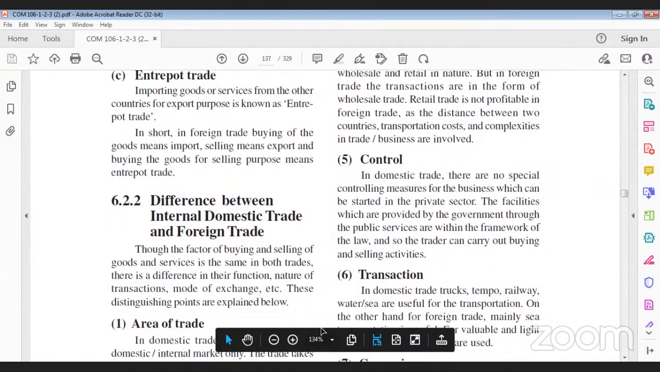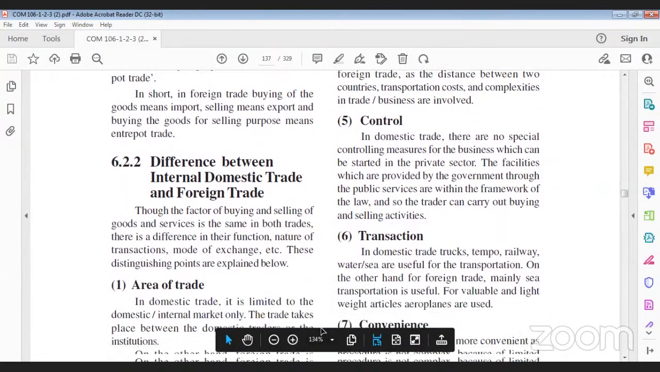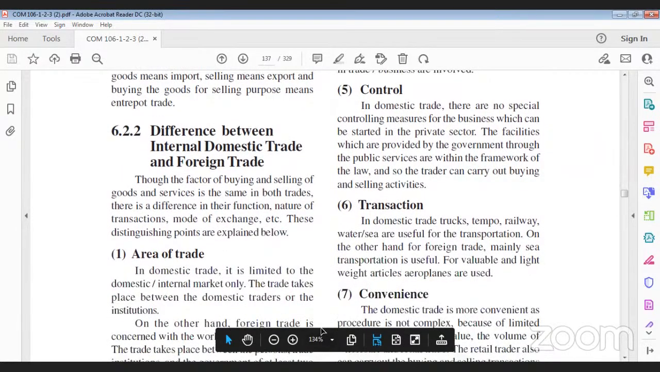Then the sixth point is that of transactions. In domestic trade, trucks, tempos, railway, and water and sea are useful for transportation. Here the spelling is wrong. Instead of transaction, there should be transportation. It is a printing mistake. Instead of transportation, it is printed as transaction. But on the other hand, in foreign trade, mainly sea transportation is useful for valuable and lightweight articles.